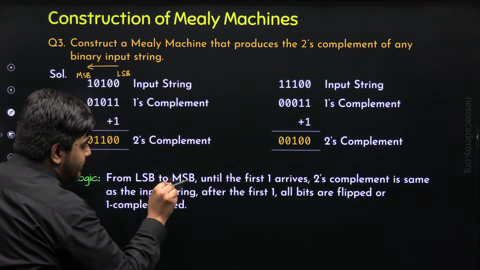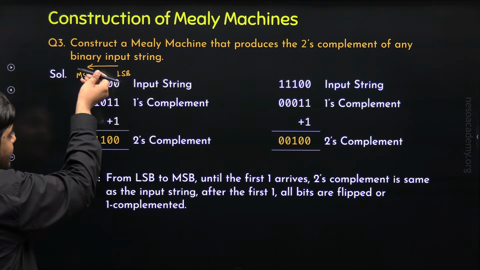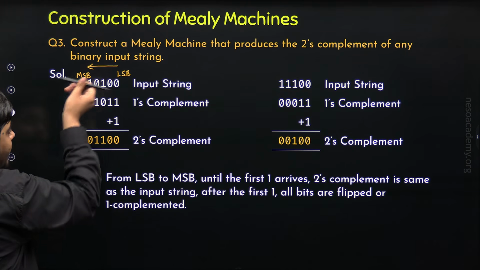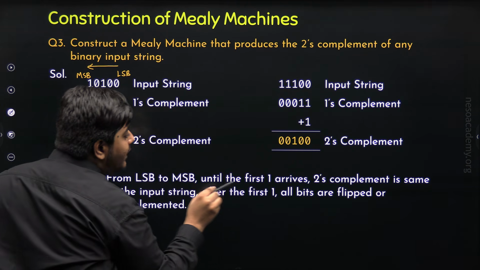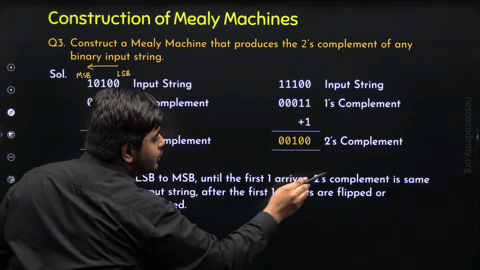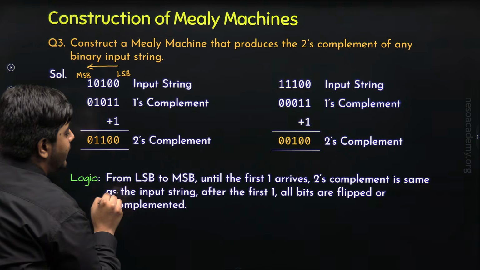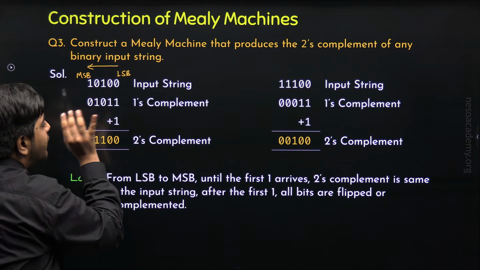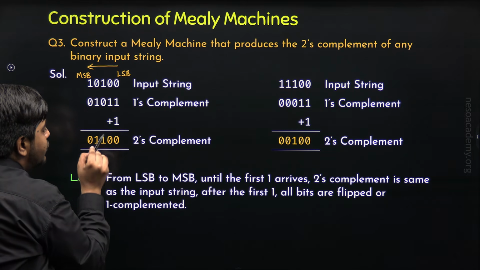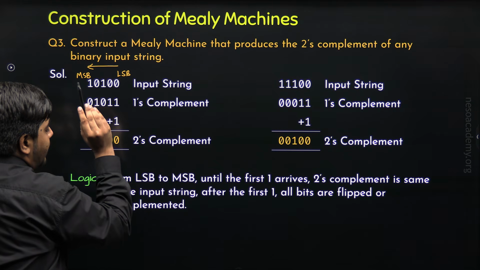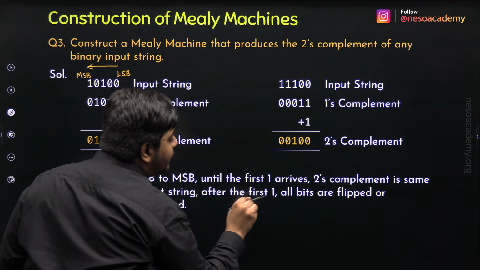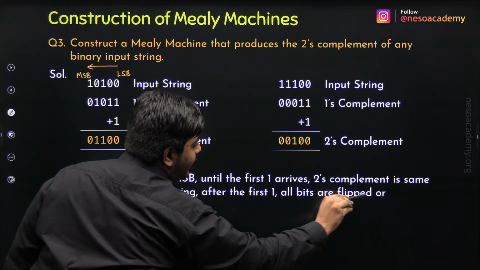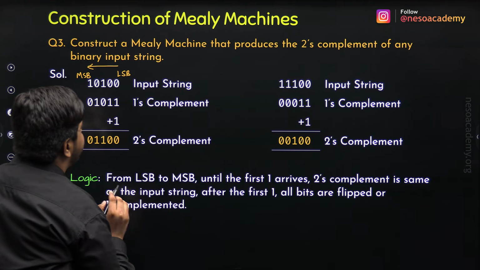from LSB to MSB, that is, right to left. Until the first one arrives, 2's complement is same as the input string. Before the first one arrives, the 2's complement is same as the input string. After the first one, all the bits are flipped or 1 complemented.